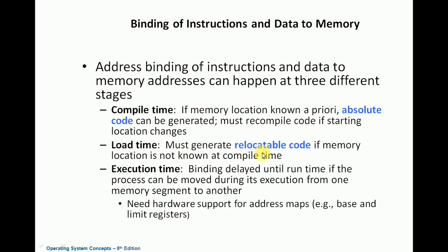It is going to generate relocatable code. If the memory location is not known at compile time, if the first condition is not satisfied, it means the memory location is not known to the compiler, then that program has to be relocated at load time. For that, it is generating relocatable code.